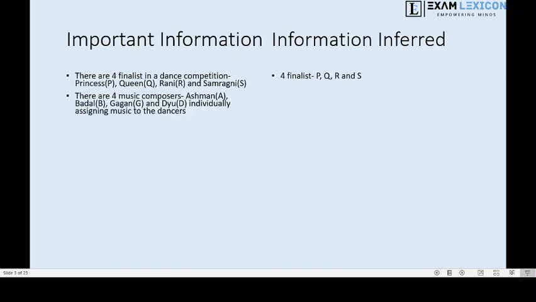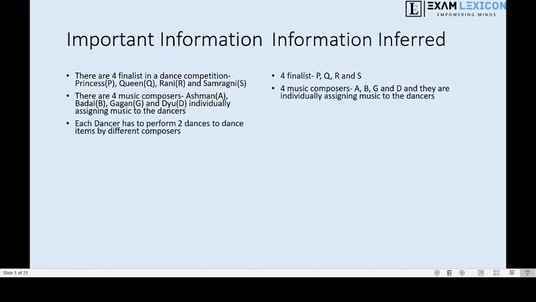So what we are going to do is we are going to segregate all the important information from the question and start inferring what we can from it. Okay. So there are four finalists in a dance competition. So we have taken them to be P, Q, R, and S. Four music composers. We have taken them to be A, B, G, and D, and they are individually assigning music to the dancers. Each dancer has to perform two dance items by different composers. So there will be a total of 8 dances in the final, and each dancer will have two music composers.